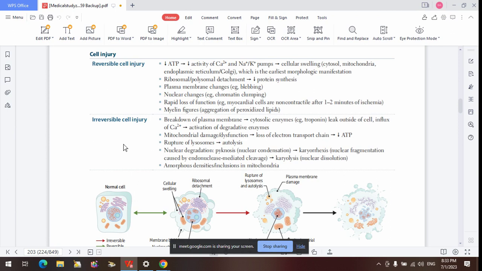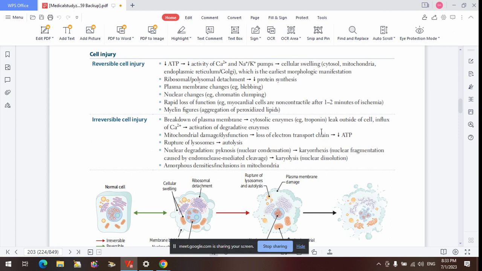So the plasma membrane that's already blebbing will get destroyed. So when it gets destroyed, that means that all the cellular content will escape into the environment. They will escape into the extracellular space. So, for example, if you are looking at a myocardial cell, part of the enzymes that we have in a myocardial cell includes troponin.